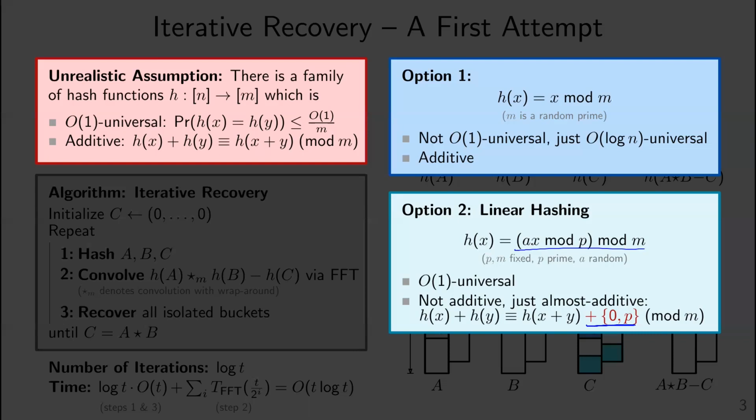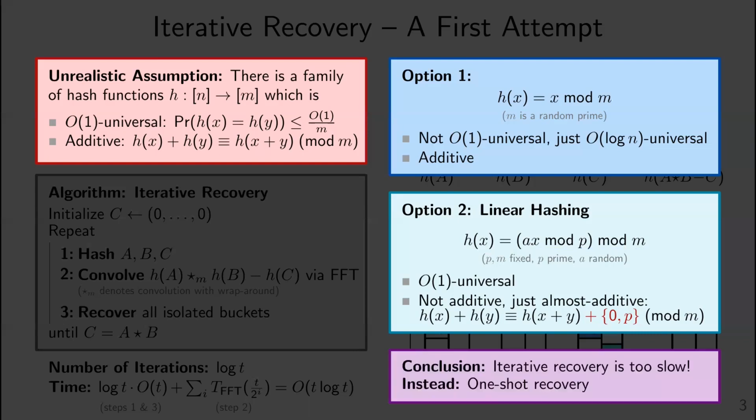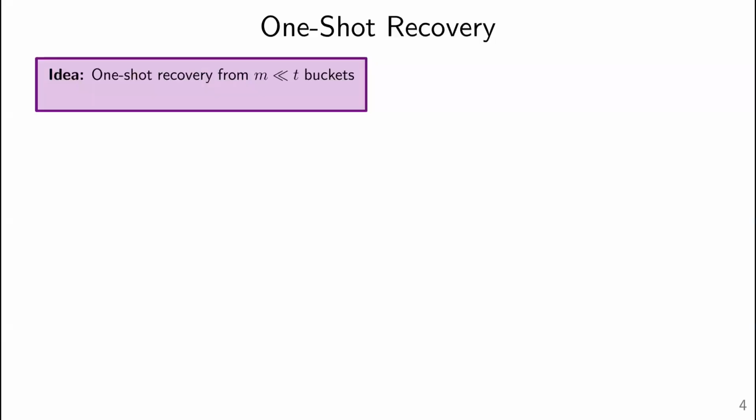Okay, so what's the consequence of this? Apparently, both hash functions which we know of, which have properties similar to what we expect, cannot be used for this algorithm. So iterative recovery simply is too slow and there's no way around it. Instead, what we will try to do is find an algorithm in a one-shot recovery style. So we're trying to use the same setup, hash, convolve, recover, but we lose the loop.